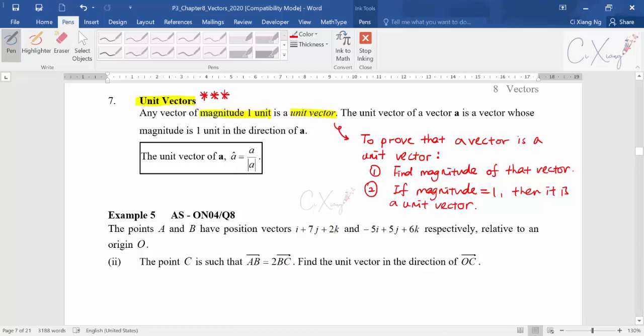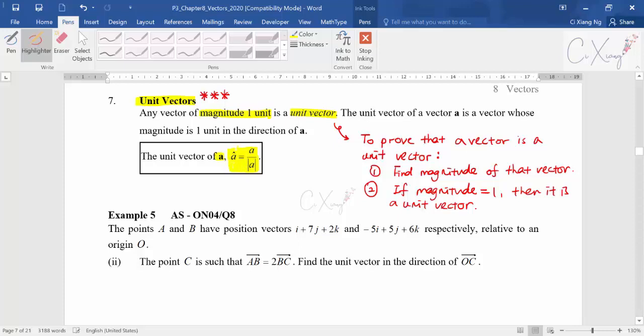Okay. So this is one way. That means some questions will ask you to prove. There are some other questions that will ask you to change a vector to a unit vector. To change a vector A into a unit vector, the formula is you take the vector divided by the modulus of that vector. So this particular formula is for you to change a vector into a unit vector. Please take note of this formula.